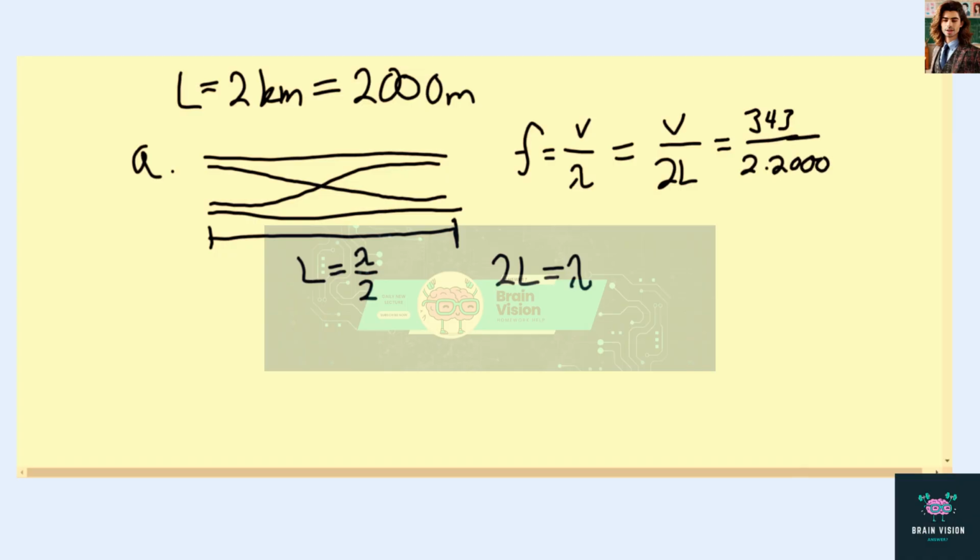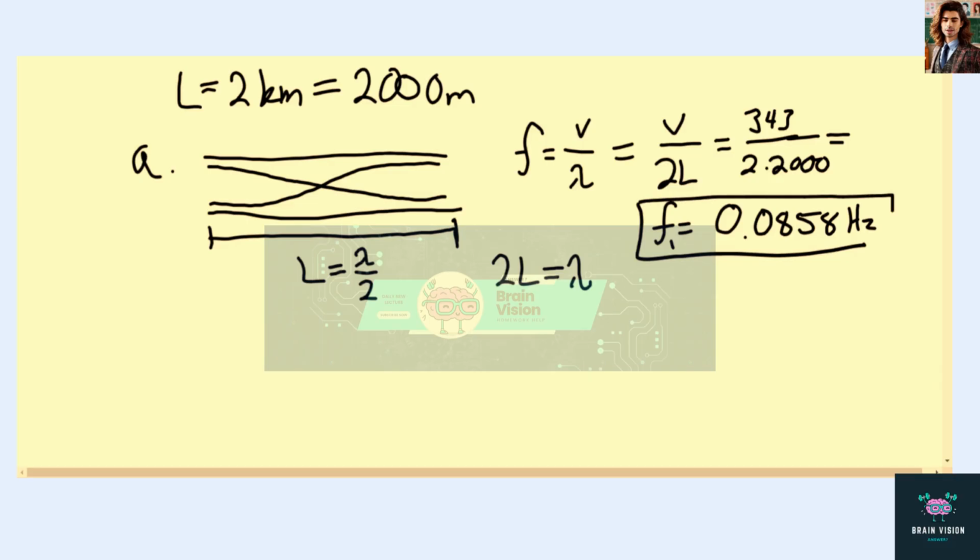If you calculate 343 divided by 2 times 2,000, you'll get that the fundamental frequency is going to be equal to 0.0858 hertz. So this is our fundamental. So we'll call that f sub 1. So actually, we don't need to box that because that's not actually our answer yet.